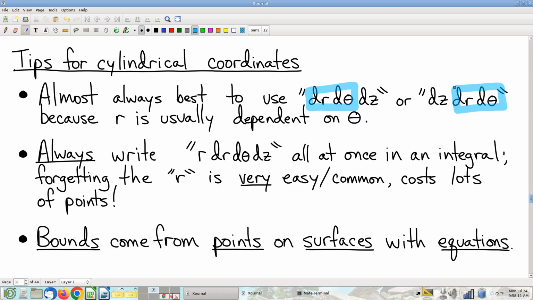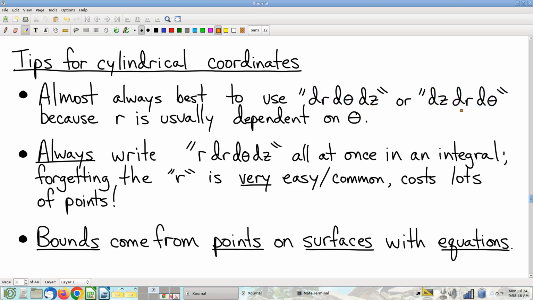In my experience, again, I hesitate to say never, but I have never seen a circumstance in which there was any advantage to separating the dr and d theta by putting a dz in between them. So, for practical purposes, the only question is whether you put the dz on the outside or the dz on the inside. That's it, pretty much. So don't think of it as you have 6 options of how to slice. Think of it as you have 2 options of how to slice. And just pick between these 2.